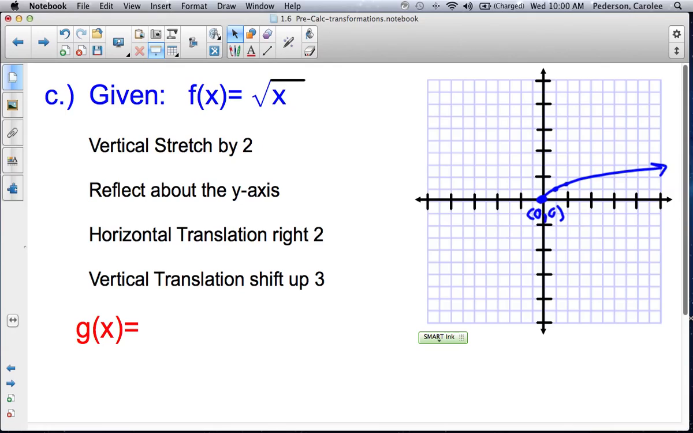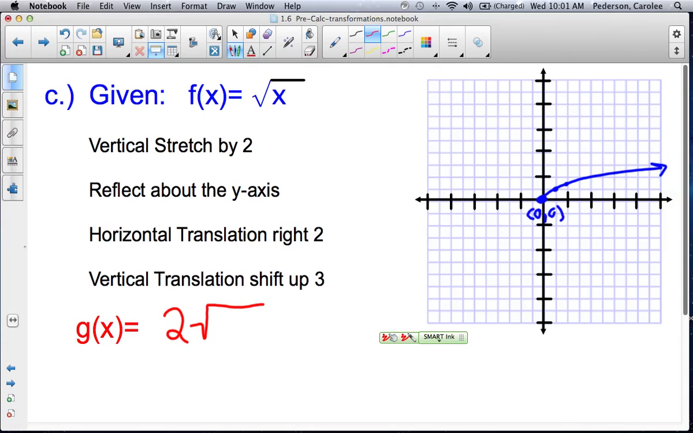So let's talk about vertical stretch. Where does that come into play in my equation? So anything that's vertical happens where? Outside. This is a multiplier. Do we have to do any reciprocating? No changing, no opposites. So that's going to go in front of the function. We're multiplying it by 2. Then we have square root.